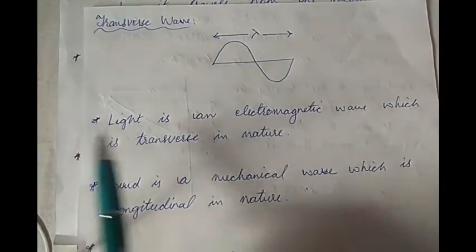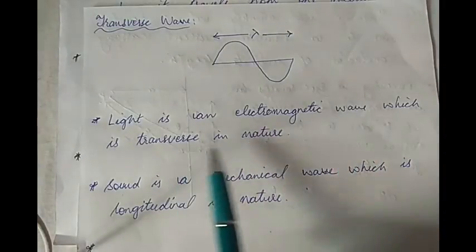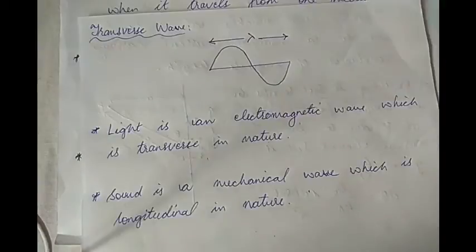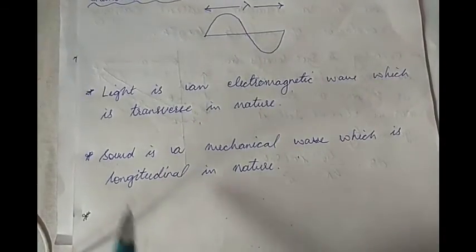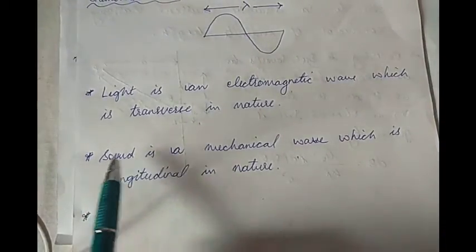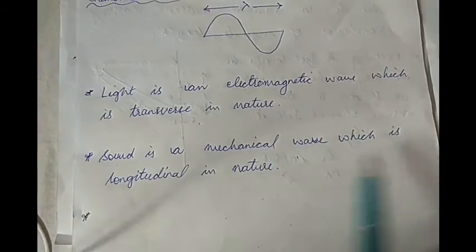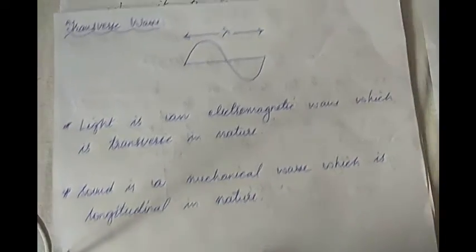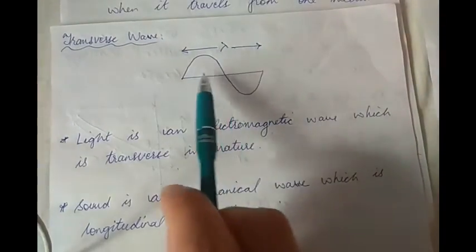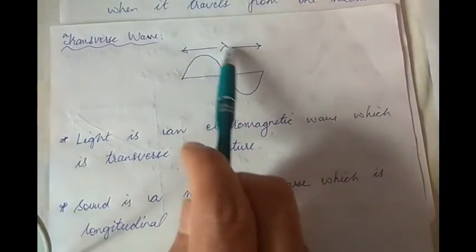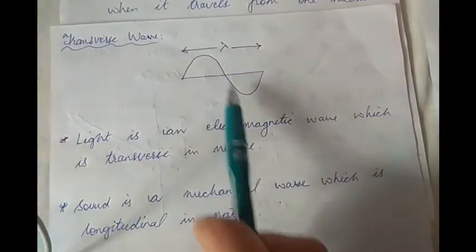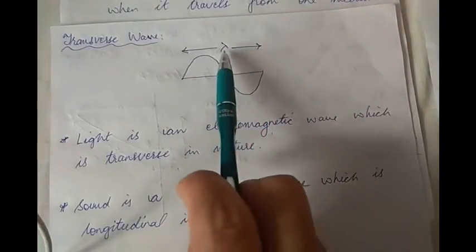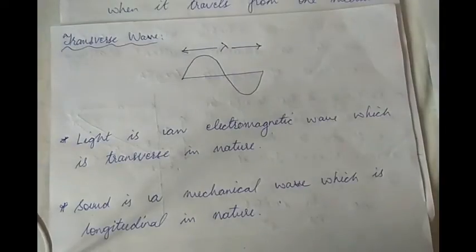Alright, so light is an electromagnetic wave which is transverse in nature, whereas sound, we are going to discuss in detail in the classes to follow. So sound, remember, is a mechanical wave which is longitudinal in nature. So this length is what is called the wavelength. The length of one complete wave is what is called a wavelength, remember, denoted by a Greek letter lambda.